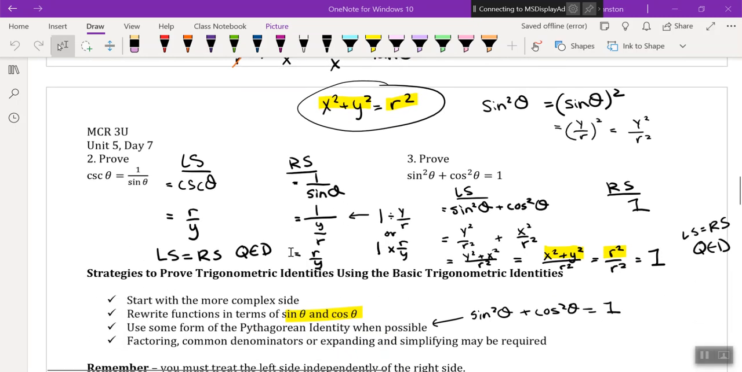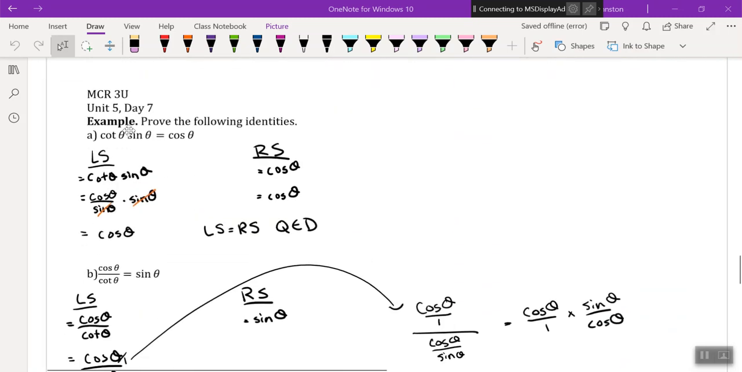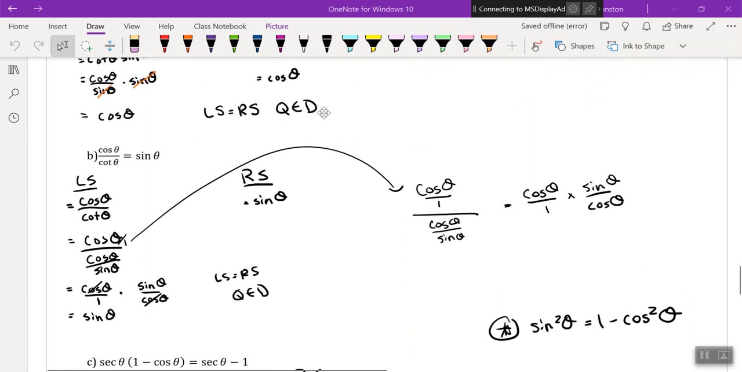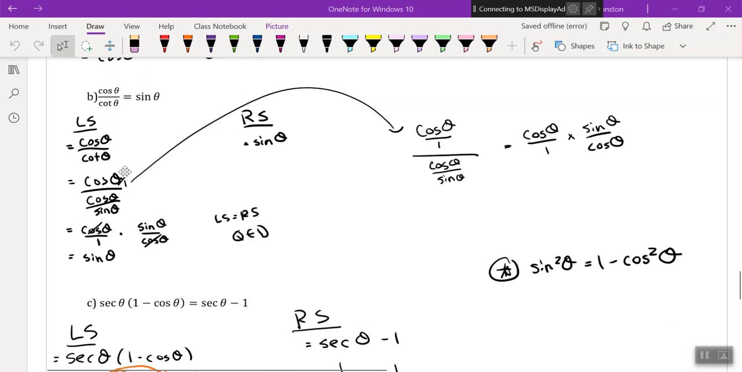All right, so anyways, things are going to look a little bit more like this. So we have left side or right side, cotangent and sine. Cotangent is cos over sine, sine is sine, so these are being multiplied. Sine and sine cancel out, and we're left with cos. Left side equals right side, and if you want to, you can throw in QED, but you do have to definitely write left side equals right side.